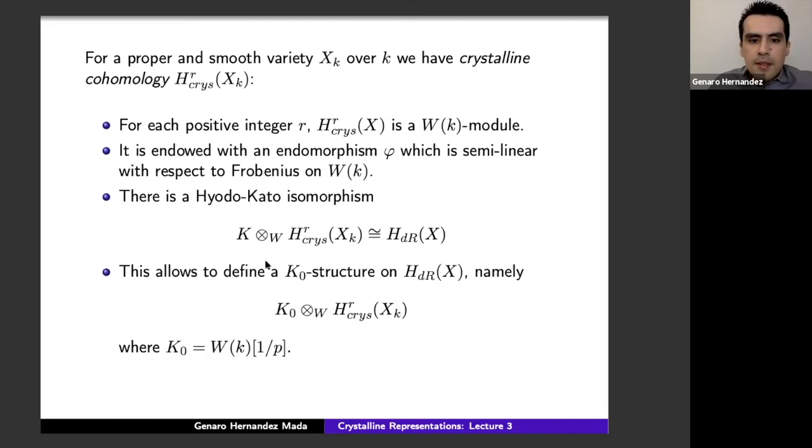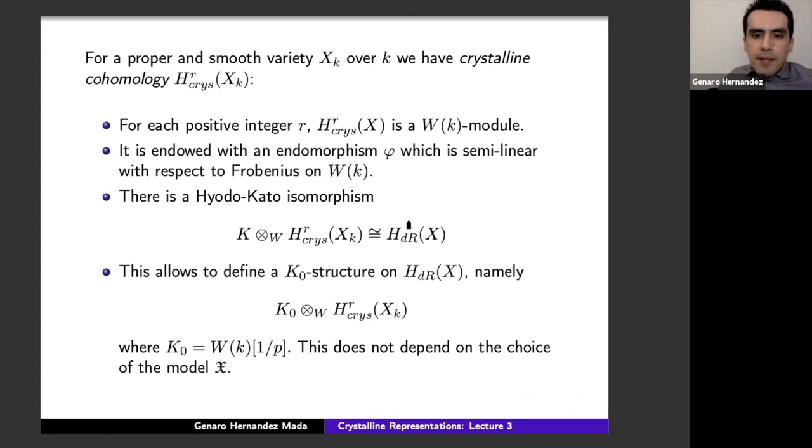And so this Hyodo-Kato isomorphism allows us to give a K_0 structure on the de Rham cohomology. I meant here r. We might consider actually the graded module defined by all of them, but I'm taking it for each r. Yeah, so we are just taking this tensor product here, just recalling that K_0 is the fraction field of the ring of Witt vectors. And the big remark here is that this structure does not depend on the choice of the model. Okay.